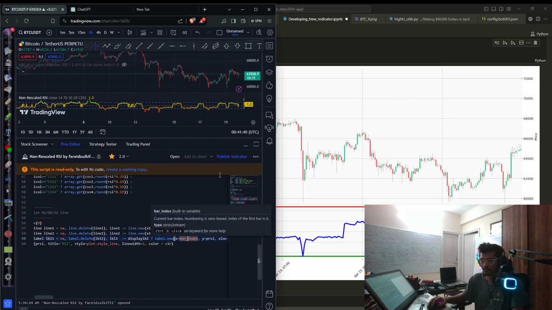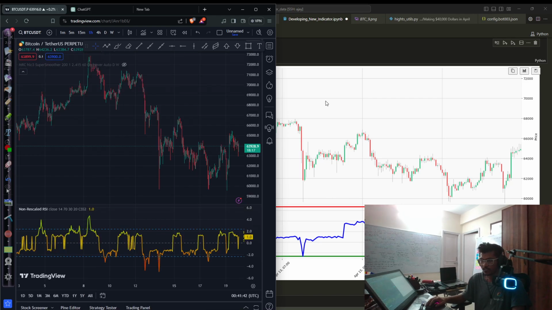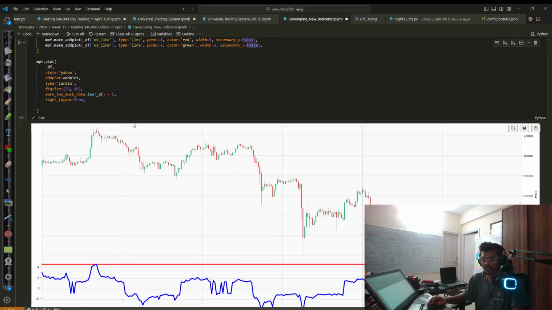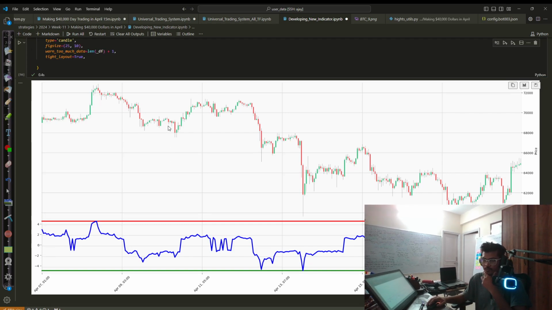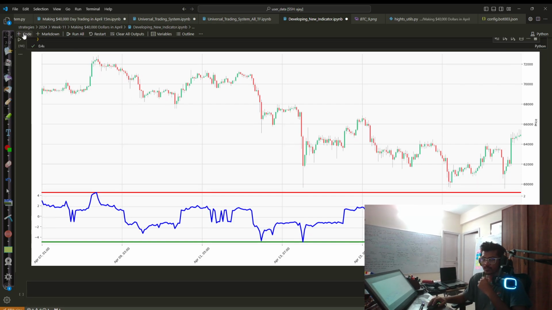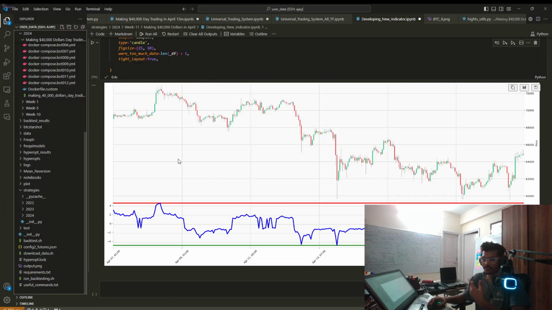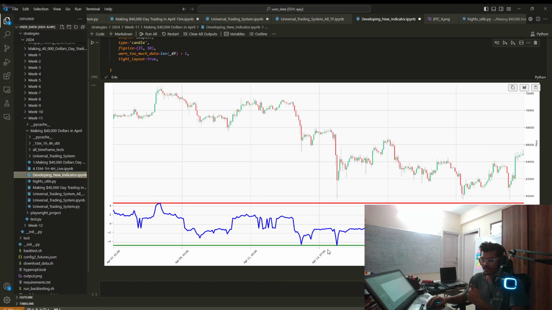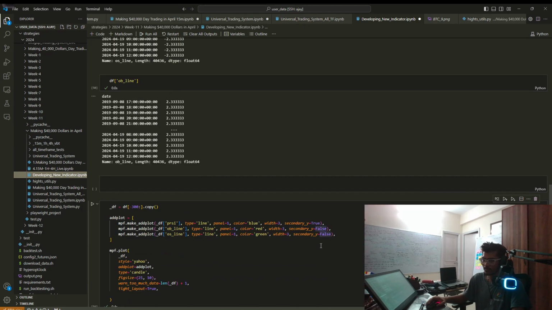Now we develop a strategy. So how do we do that? The first simple strategy is to first do visual testing. Let's just build a simple one: if it goes below -2, then we enter long. If it goes above 2, then we short.